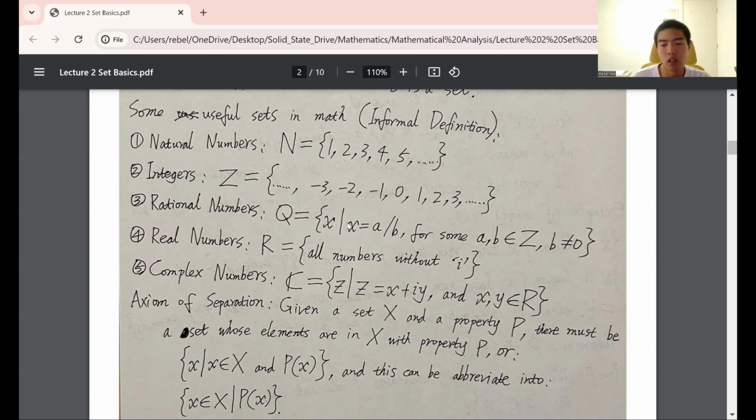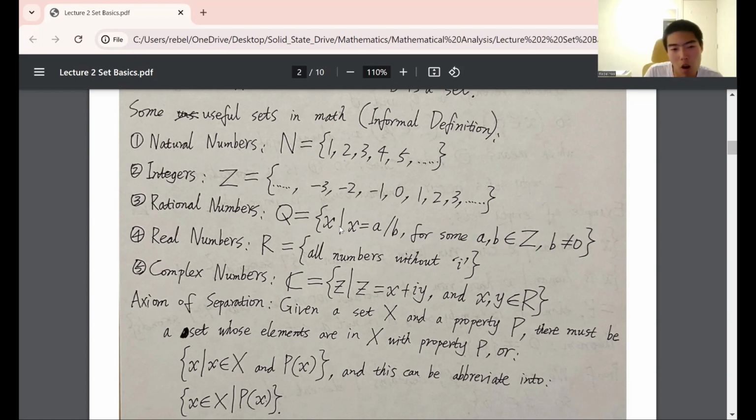Rationals are just divisions. Rational numbers are divisions of two integers. So for some a, b belonging to Z, with b not equal to zero, because if b is zero the rational is undefined, x equals a divided by b. So it has a lot of possibilities.